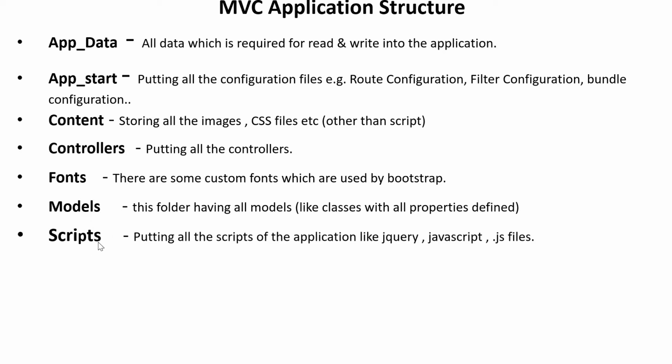Then we have the Scripts folder, which I was talking about when we were discussing the Content folder. In Content, we store only the images and CSS files. For scripting, we have a separate folder given by the MVC application structure, where we place all the scripting files of the application, like jQuery or JavaScript .js files or any other scripting languages which we want to keep.